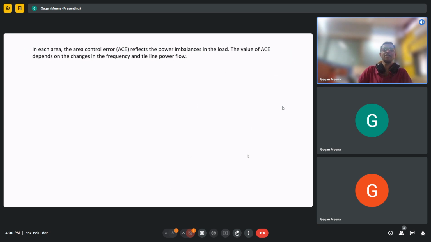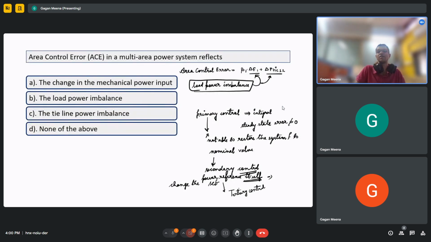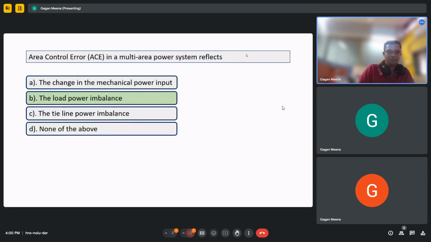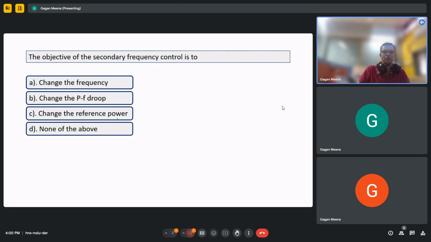Yes, so in each area, the area control error reflects the power imbalance of the load, and the value of ACE depends on changes in frequency and the tie-line power flow, as we have seen here. So it depends upon the change in frequency as well as the tie-line power flow, and it reflects the load power imbalance. Then the objective of secondary frequency control, this also we discussed, is to change the reference frequency. This is the objective of the primary control.